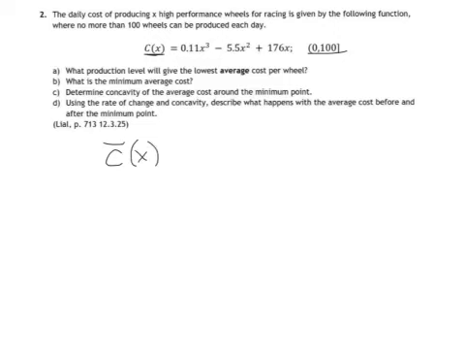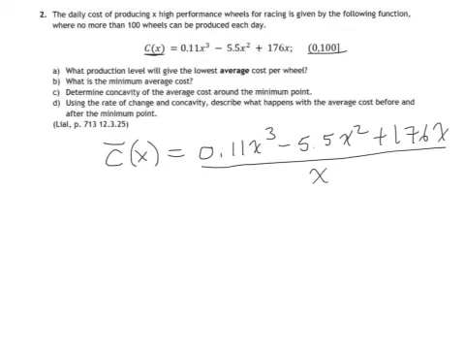So we have the average cost is going to equal 0.11x cubed minus 5.5x squared plus 176x, and the whole function is divided by x. Now you'll remember that this division by x can be separated over each term, kind of like this. And we see that each of those terms above have an x term in it, so we're able to divide that x out of each term. So let's simplify that a little bit.